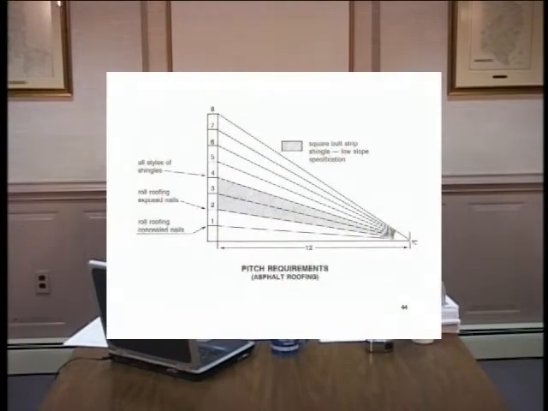Now, let's go to our next page, which would be 44. What we're talking about here is pitch. Pitch is how many inches up for every foot out. So if it's 1 in 12, it would be 1 inch for every 12 inches, for every foot. And the higher the pitch, the different types of roofing materials you have.